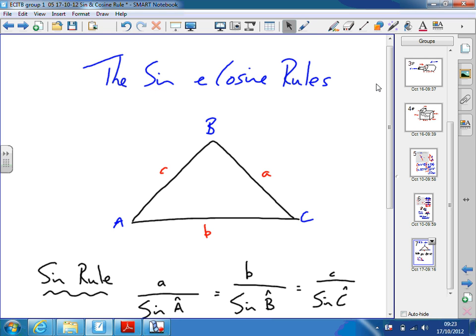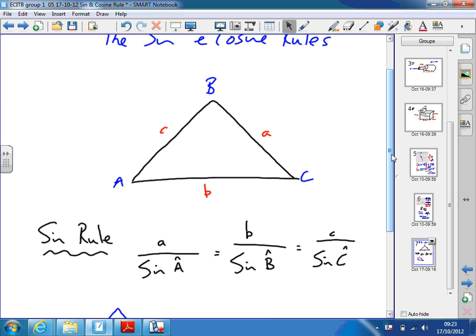Sine and cosine rules are used for triangles that are non-right angle. So if it's a right angle triangle, you don't use these rules. But if it's a non-right angle triangle, we use this convention for labelling the sides. It doesn't really matter what letter you use. In this case, A, B, C, capital A, capital B, capital C, for the angles.